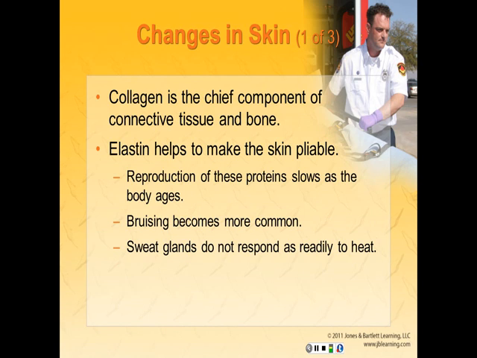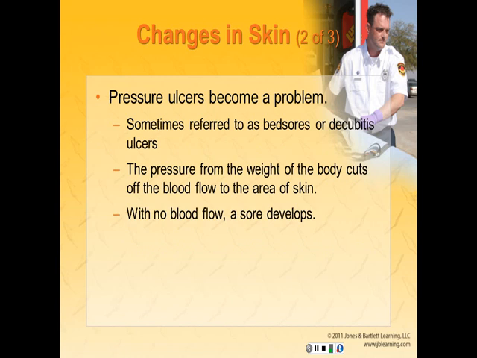As the elasticity of the skin declines, bruising becomes more common because the skin can tear more easily. Exocrine or sweat glands do not respond as readily to heat because of atrophy. Another problem that affects the skin is pressure ulcers, sometimes referred to as bed sores or decubitus ulcers.